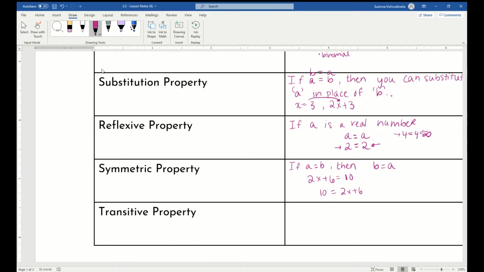That's the symmetric property. The transitive property, which we talked about in class, is if A equals B and B equals C, then A equals C. So the transitive property is two separate conditions. There's usually two equations that have something in common, and then they're equal to something else. That's how you know it's the transitive property. Okay.